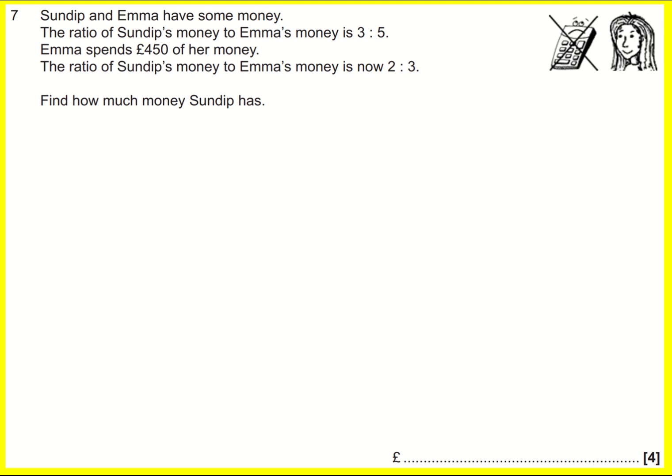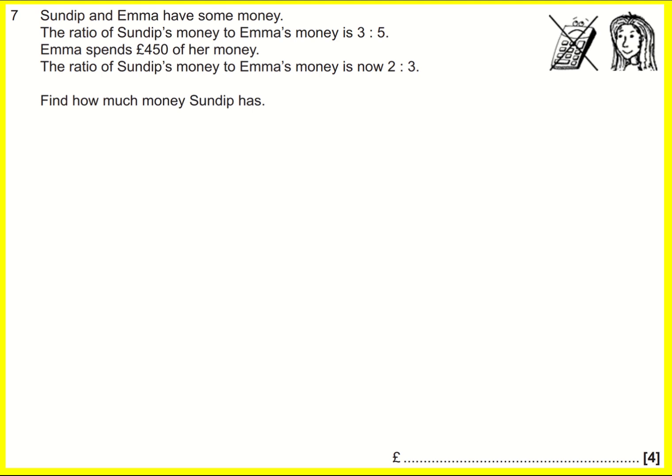The key to a lot of ratio questions is trying to figure out how the number of parts somewhere is going to equal 450, and then it'll be a case of figuring out what one part is, and then you can figure out what Emma's part was, in this case Sundip's number of parts that they've got.